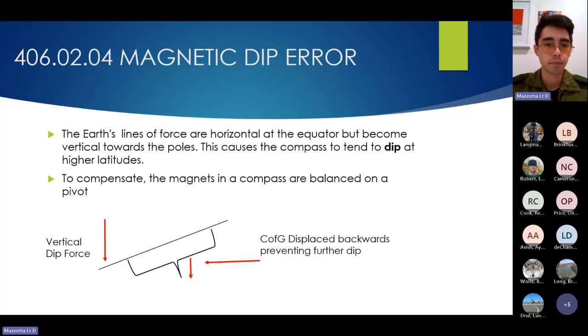So that the center of gravity is displaced further backwards, preventing it from dipping even further because of that vertical force as you get closer to the North Pole. So it could be more common to see here in Canada, especially as you fly closer towards the Arctic Circle, but not too terribly noticeable if you're flying in the prairies or in Ontario, places like that.